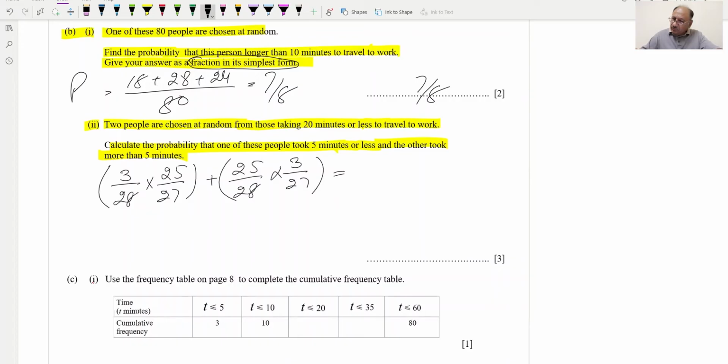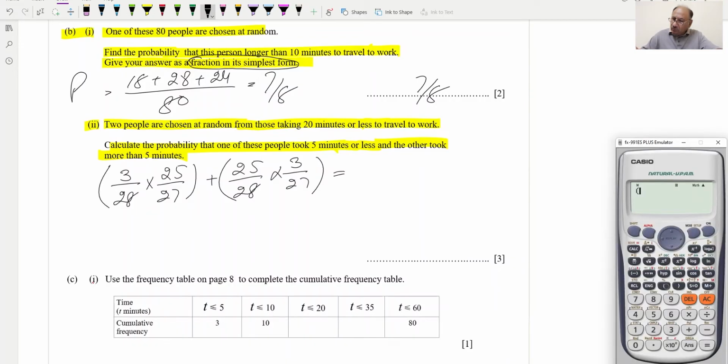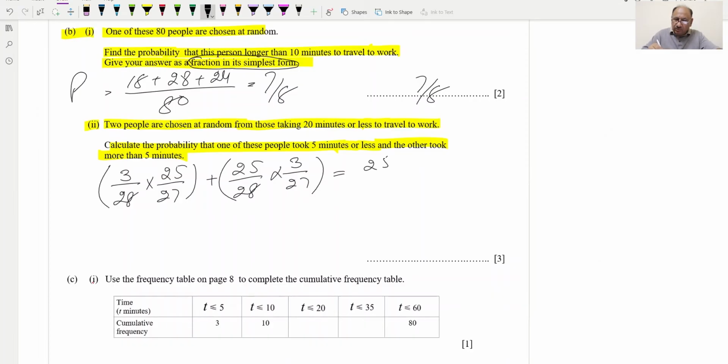So these will be two options which we can take, and the probability will be this one. We can calculate: this will be 3 over 28 multiplied by 25 over 27. We can multiply this by 2 or we can add this. I'm adding so that you can understand better. So this one and multiply by 3 over 27. I'm trying to use the easiest possible method so that you can understand properly. 25 over 126, 25 over 126 is this one. Done.